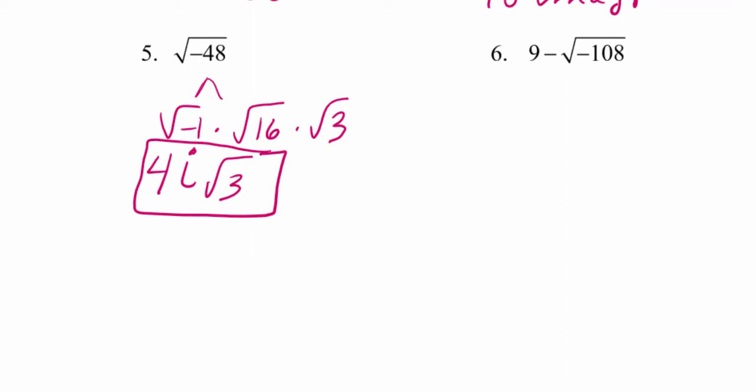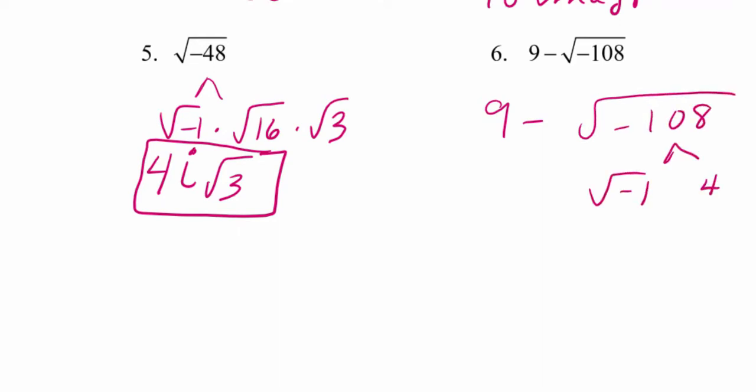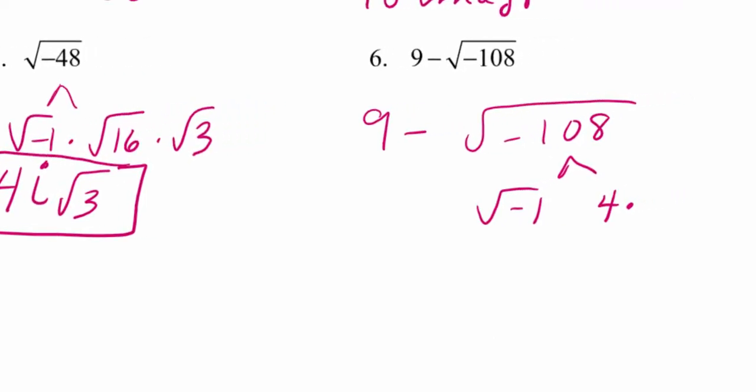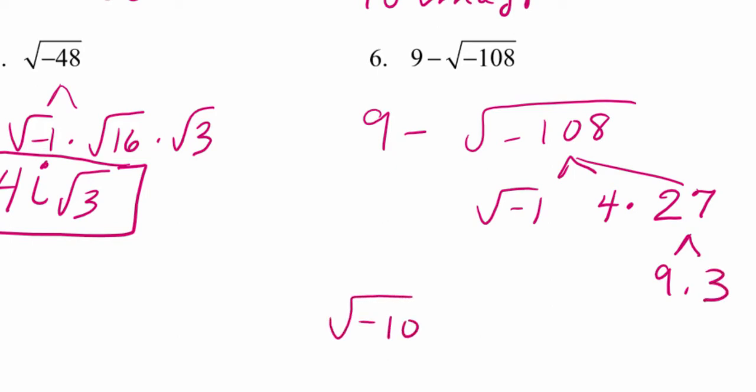And finally here, 9 minus the square root of negative 108. Okay, so we have to do something with this negative 108. Square root of negative 1, it's 4 times 27. And 4 is a perfect square. 27, 9 times 3. So we have, for the square root of negative 108, let's write it here.